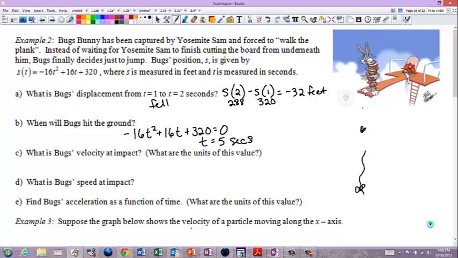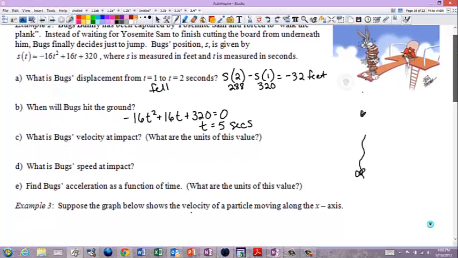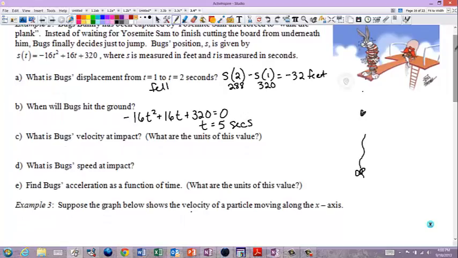There are 4 legal things you can do on your calculator: find zeros, find a point of intersection, find the derivative at a point, and do a definite integral, which we have not learned yet. What is Bugs's velocity at impact? Well, we need to find the velocity function. The velocity function is the derivative of position.